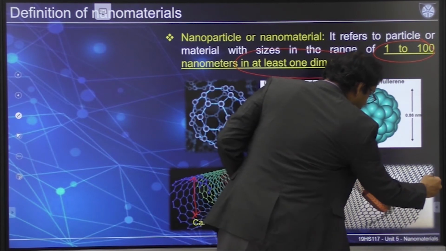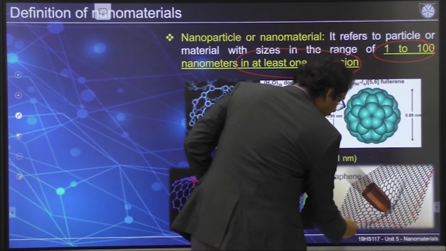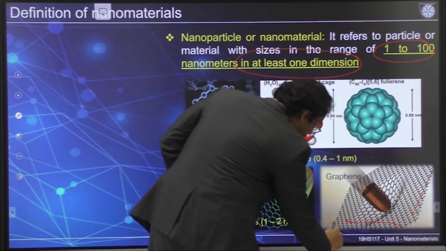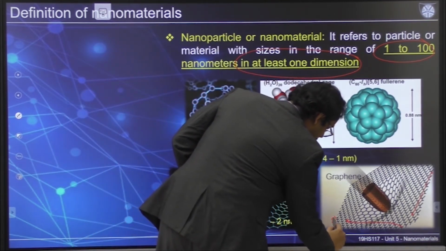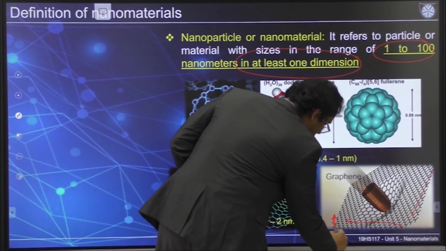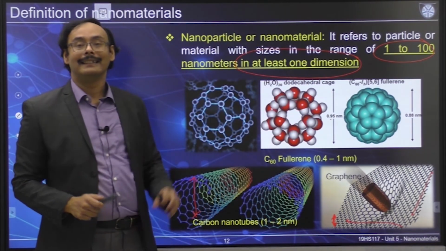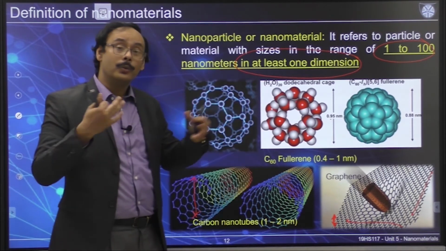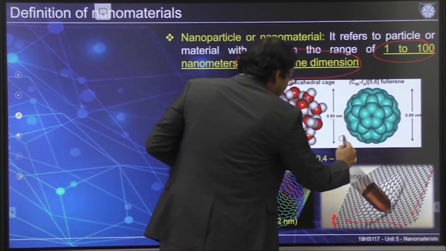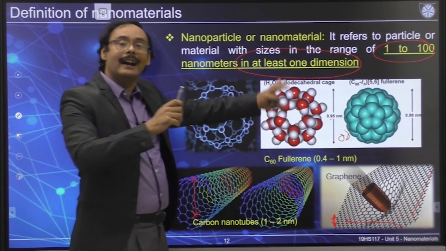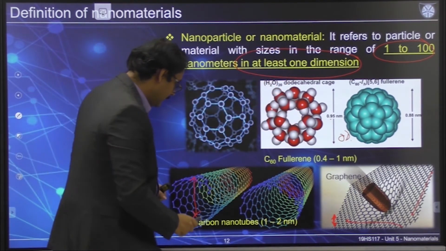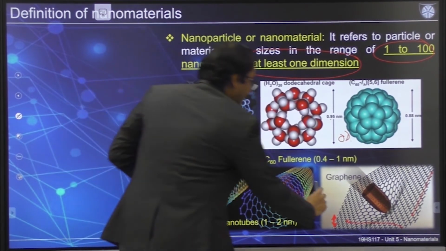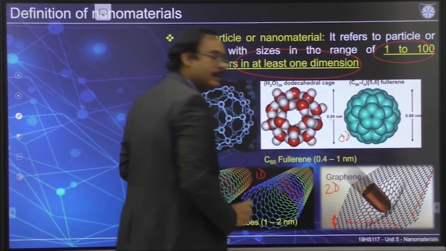This one and this one, they don't need to be at the nanometer scale. It's the height of graphene that actually should be at the nanometer scale. In fact, we call them zero dimensional because all three are at the nanometer scale. This one we call one dimensional, and this one we call two dimensional material.